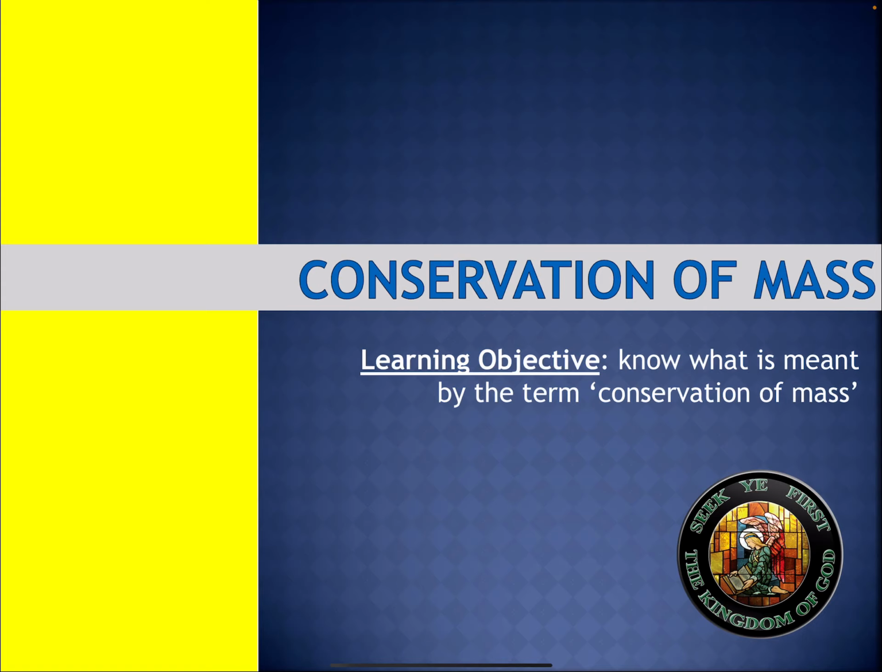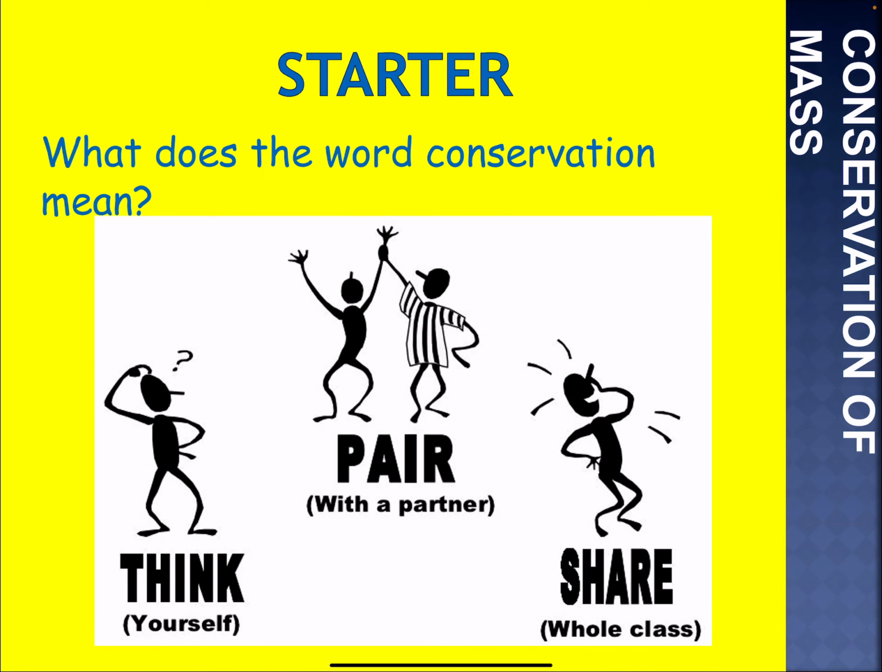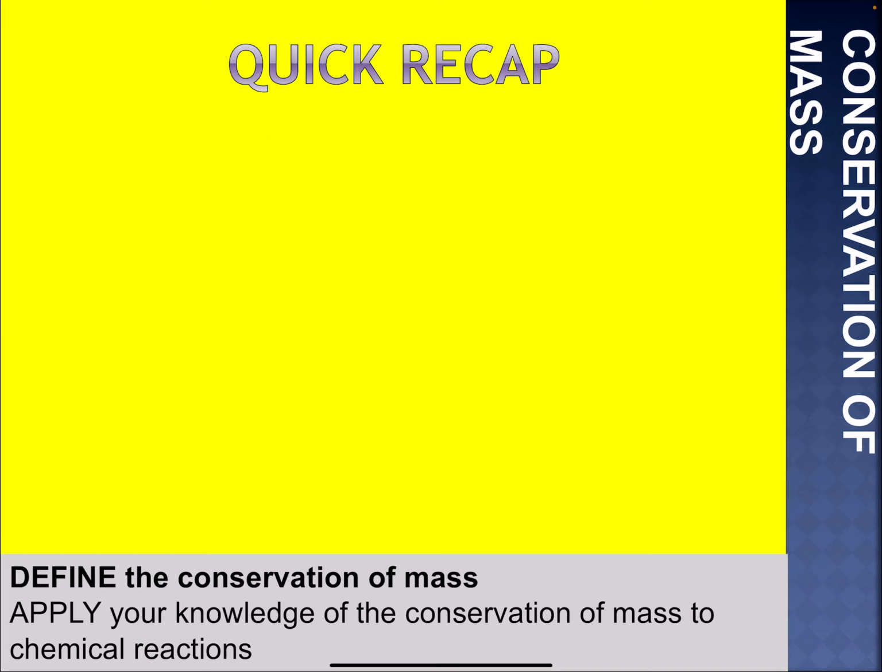So we're going to take a look at conservation of mass, and there's your learning objective. If you were doing this in a classroom, we would be using models. Obviously, we're not in a classroom, so we're going to skip that. Define the concept of conservation of mass and apply your knowledge of conservation of mass to chemical reactions. You can pause the video and think about the word conservation yourself and see what you come up with. Okay, moving on.